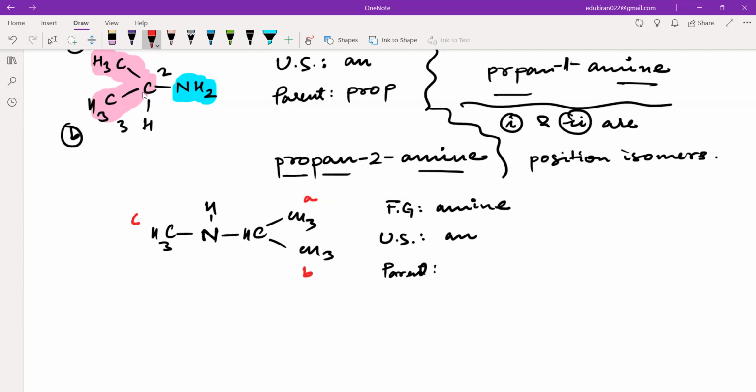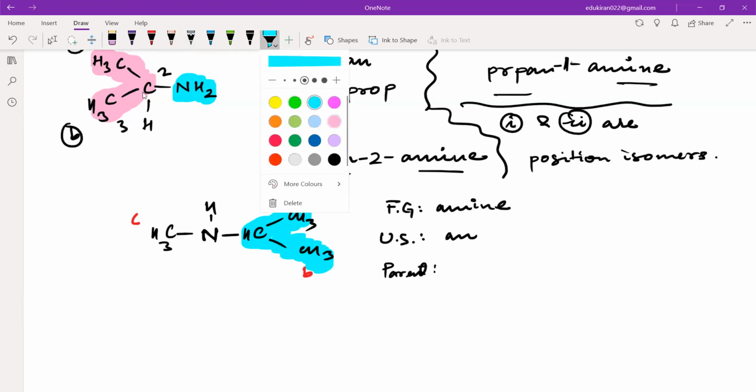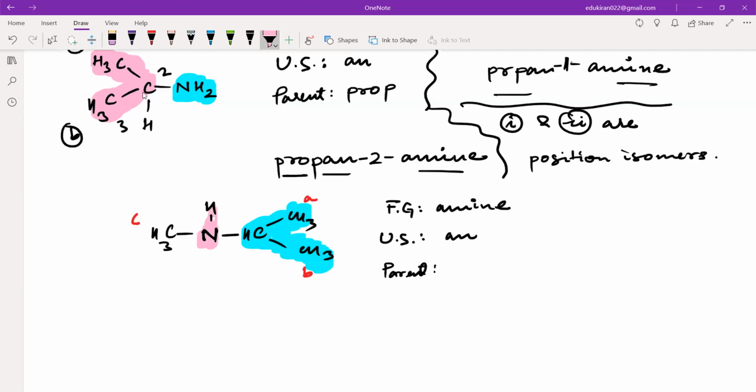Now, please remember that we only have to consider the carbon chain. Nitrogen should not come in between. And here we only have one carbon atom, so I am ignoring this terminal because it is not going to be the parent chain. The parent chain will be this one, yes or no? Correct? So this is my parent chain. I've also identified the amine. Parent is 3 carbons. So this will be propane.